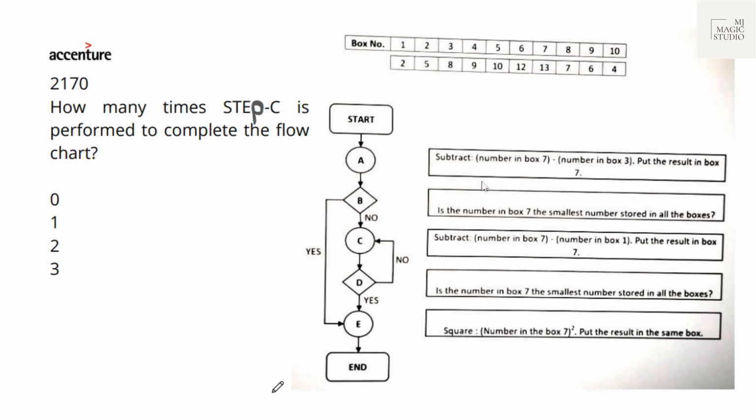Okay, one more question following on the same one. How many times is step C performed to complete the flowchart? Please go back and see the solution, and there we have seen that step C was used twice. Option C is the perfect pick here.